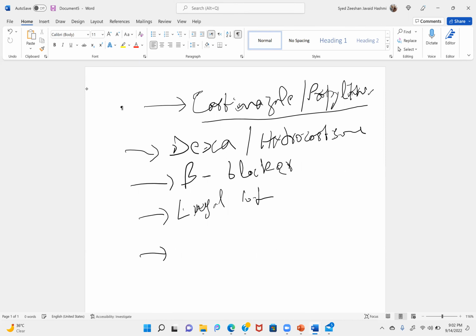We missed the propranolol. It's given in 1 milligram increments with monitoring. Beta blocker I have written. And hydrocortisone also. Hydrocortisone I have written.